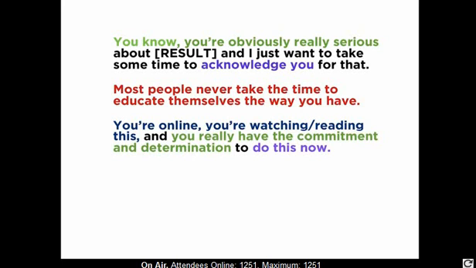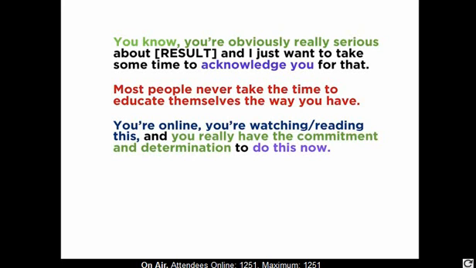Now, what do I have down there in purple? What's that? What do you think? Anyone want to guess? An embedded command. Do this now, right? So I'll read it with exaggerated tonality. You're online, you're watching this, and you really have the commitment and determination to do this now. Do this now is what? It's an embedded command to do what? To buy right now, right?